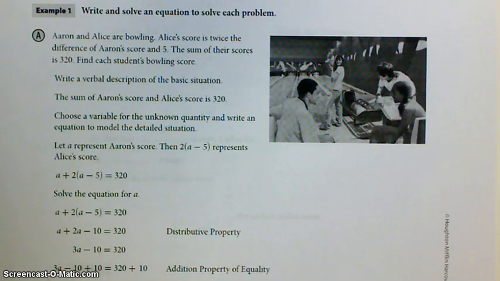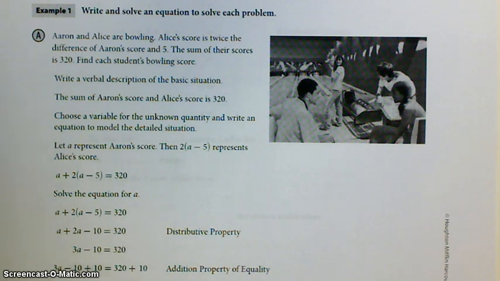All right, so now we have another one. Aaron and Alice are bowling. Alice's score is twice the difference of Aaron's score and 5. And the sum of their scores is 320. Find each student's bowling score. So we're going to start taking that situation apart piece by piece until we can construct an equation that represents our situation. Okay, so first I know that Aaron and Alice's score together totals 320.